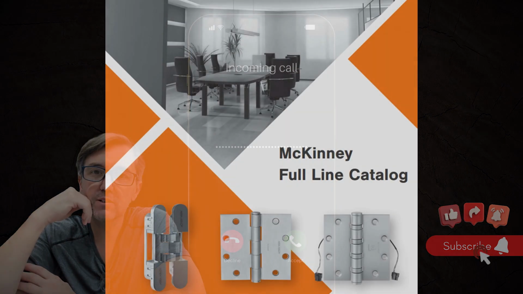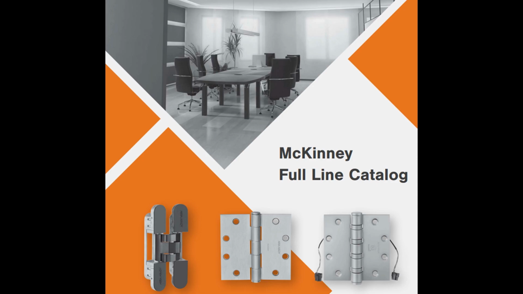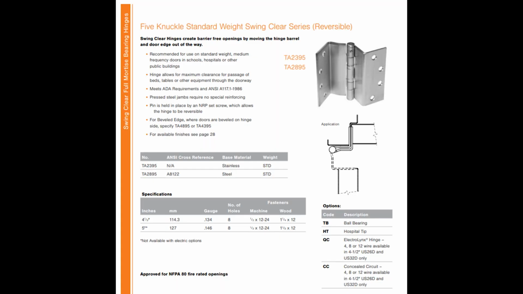So the McKinney catalog is also very good. What you may be noticing also is you can do them in 3-knuckle or 5-knuckle. The McKinney part number could be a TA2395. So you'd want to look at that as well. The 3-knuckle versus 5-knuckle, that's worth studying in the Stanley catalog, and each has their own section.